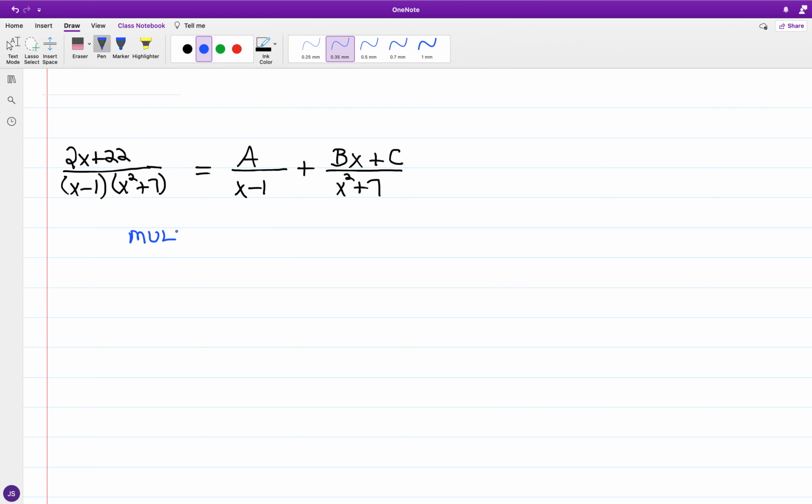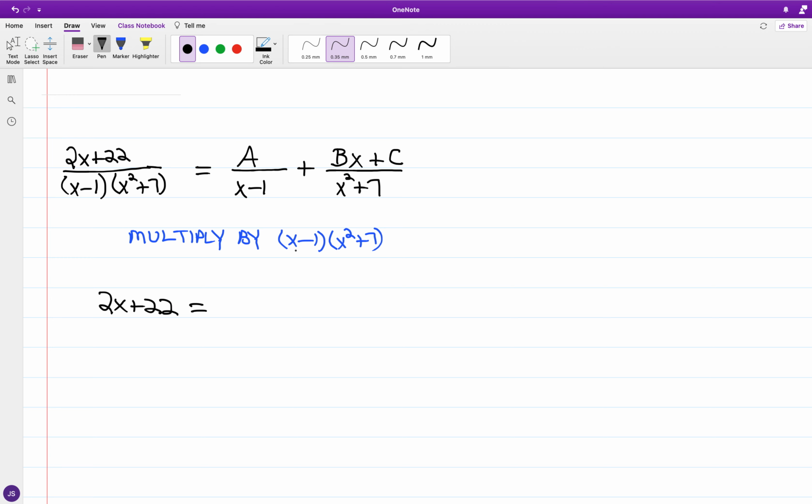Now, if I multiply the whole equation by the least common denominator, which would be x minus 1 and the quantity of x squared plus 7, what's going to happen here is that the left-hand side of the equation becomes 2x plus 22.